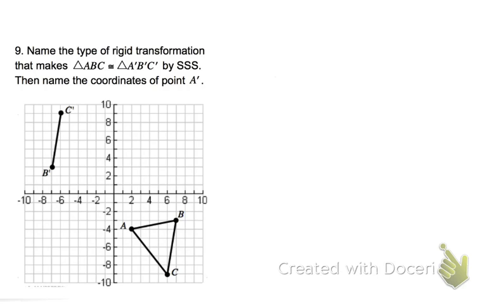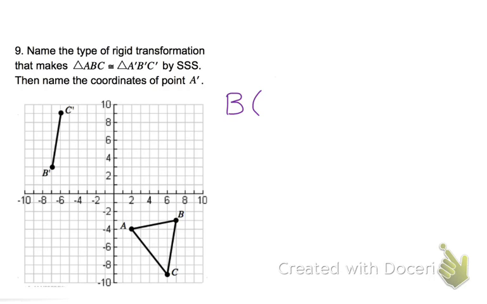So the first thing I need to do is figure out what type of rigid transformation this is. What I'm going to do is pick either B and B' or C and C', and it doesn't matter which point you pick. You need to find the coordinates of them so that we can look at them and figure out which type of transformation this is. So I'm just going to pick the point B.